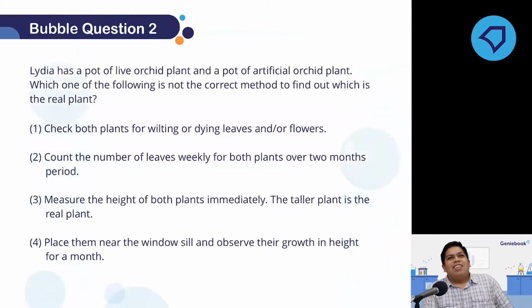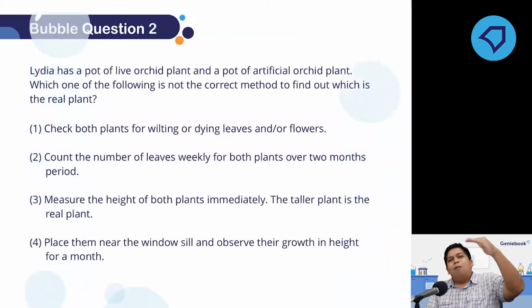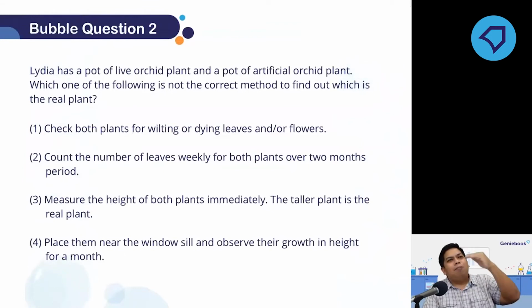Okay, so let's see. Read the options very carefully. Read the options very carefully. Then which one of the following is not the correct method? So if you didn't read properly, you might make careless mistakes.